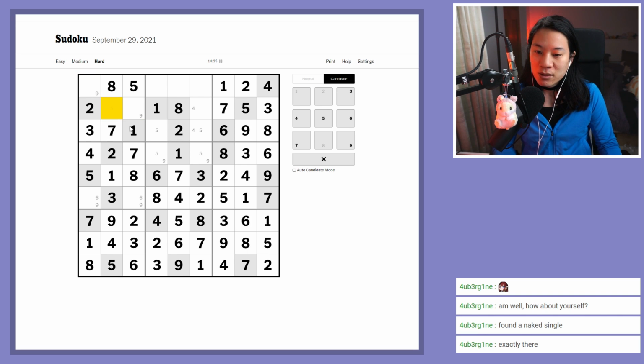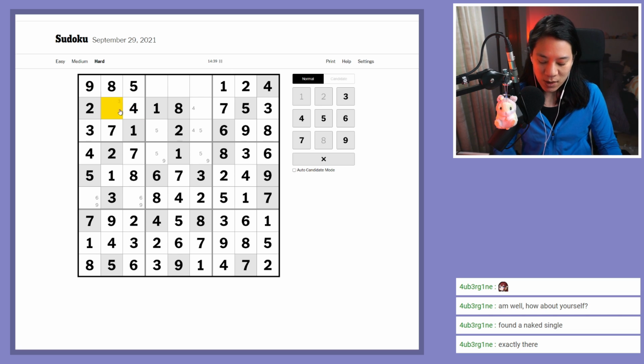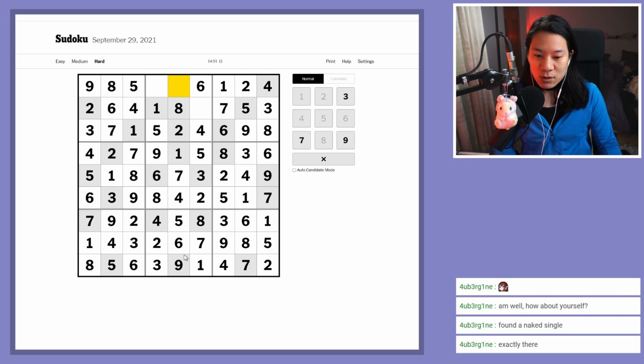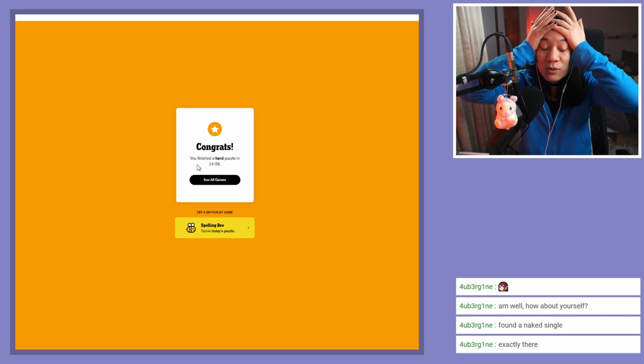So this is 6, 9, and 4. 4 goes there, so 9 and 6 are resolved, leaving me another 6 over there. 4 and 5, 5 and 9, 6 and 9 resolved. Looking good. What is this? Three, so seven and nine are resolved. And we have today's New York Times Hard Sudoku.